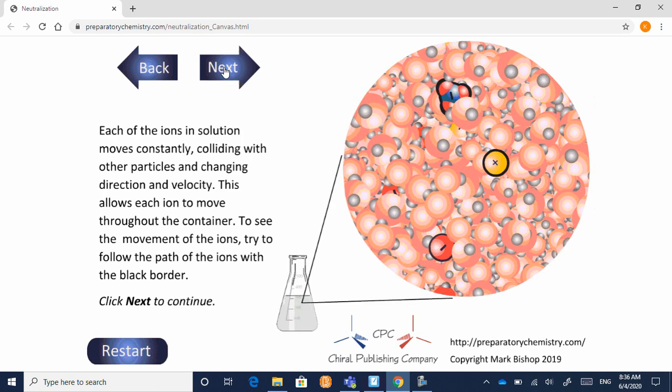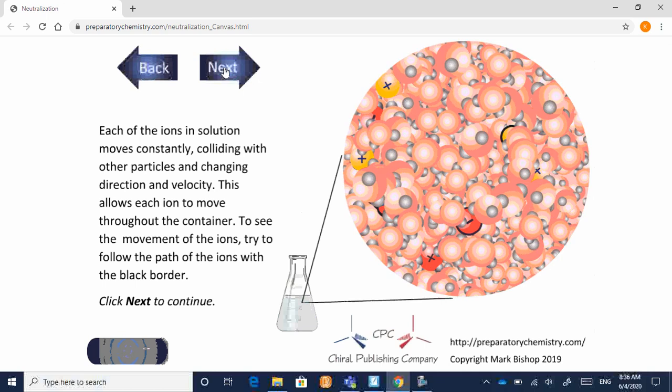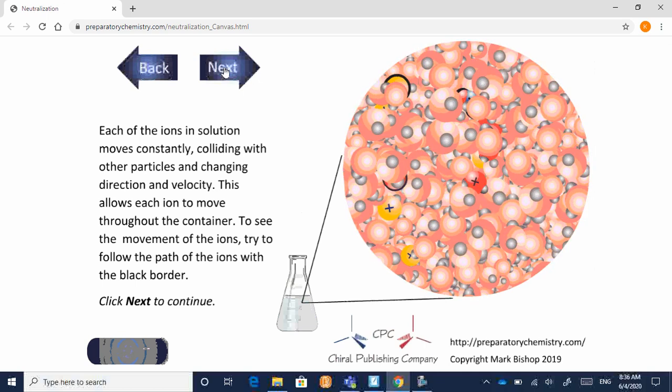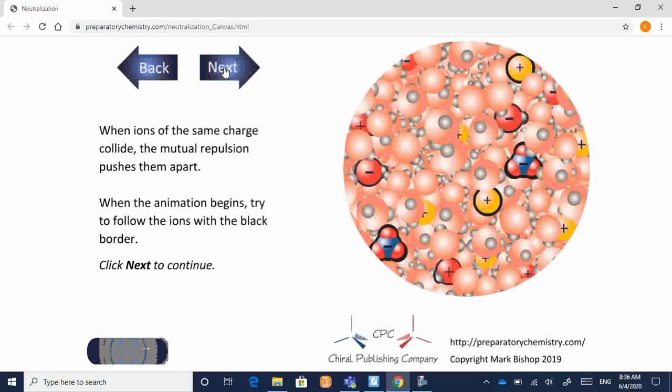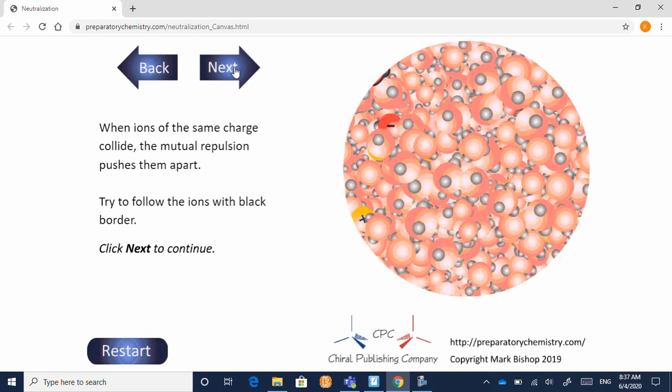So you can see them all moving around, and the water molecules are moving in the background as this happens. Now, if you have two of the same charged ions, two negative ions collide, nothing happens. They repel each other. So look at this. If you have a hydroxide ion run into a nitrate ion, they're both negative, so they're going to repel each other and push each other away. So kind of keep your eye on those. They repel one another.